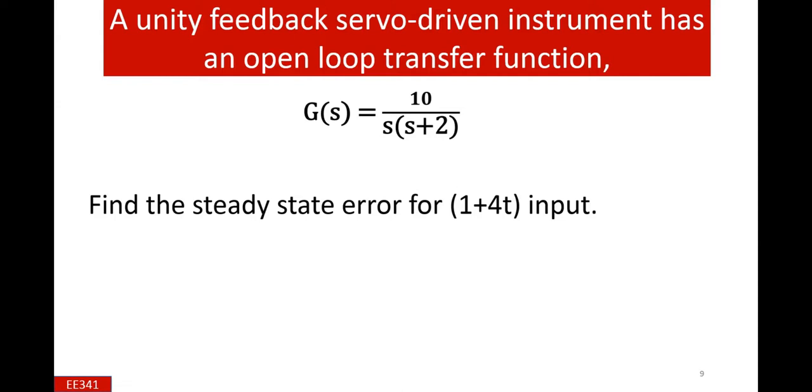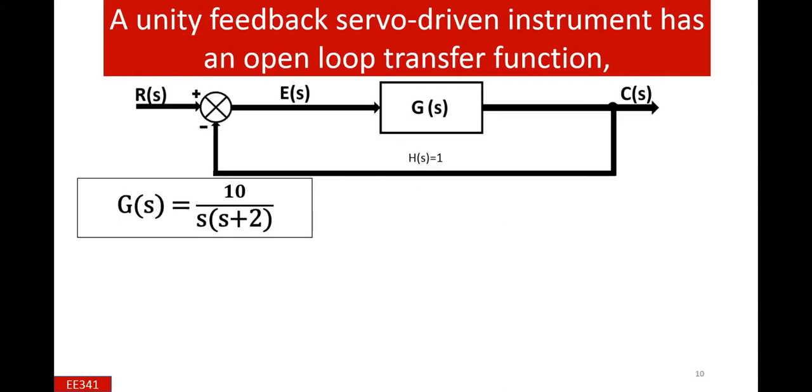For example, in this case we have a unity feedback servo driven instrument, and the open loop transfer function is 10 over s times s plus 2, and we have to find the steady state error when the input is 1 plus 4t, which is a different input from what we usually discuss in the different lectures.